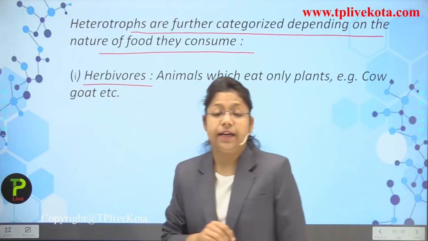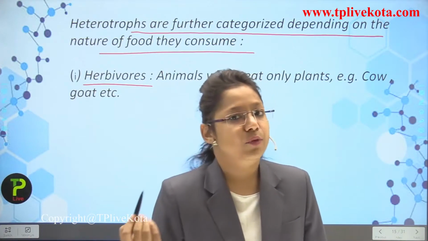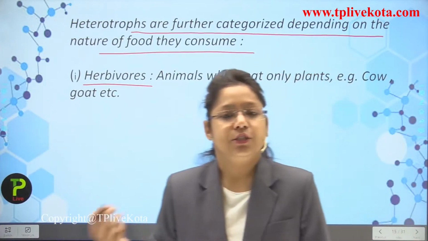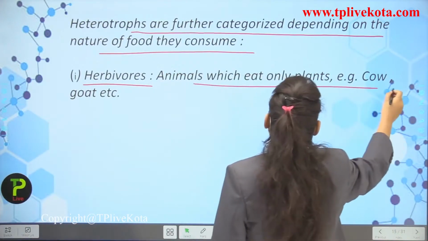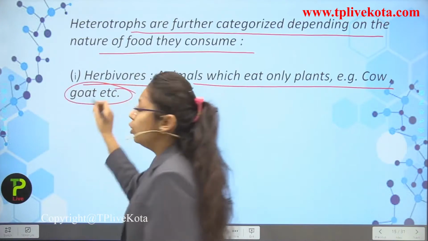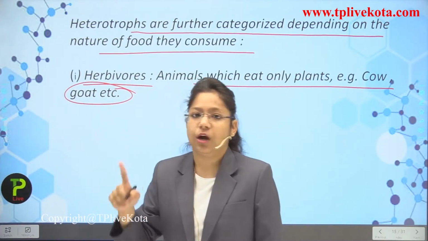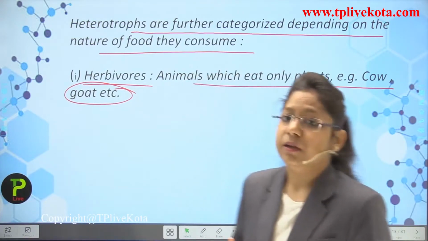So, if I take an example of a vegan, or we can say a vegetarian, then what is a herbivore? Which is dependent just and just upon the herbs, shrubs, trees or plants. Okay. So, animals which eat only plants, example cow, goat, or we can include human beings also. Some human beings do not eat the non-veg part, so they are counted in the herbivores.